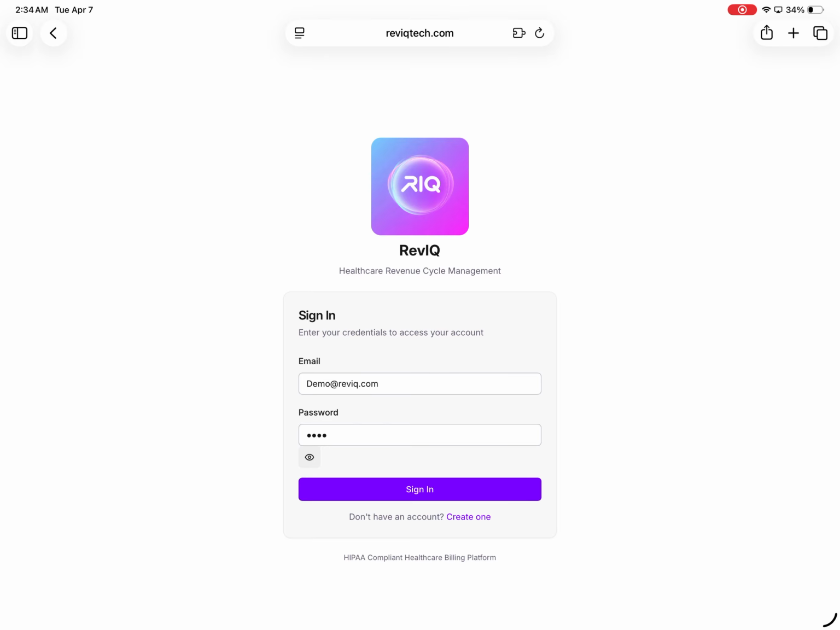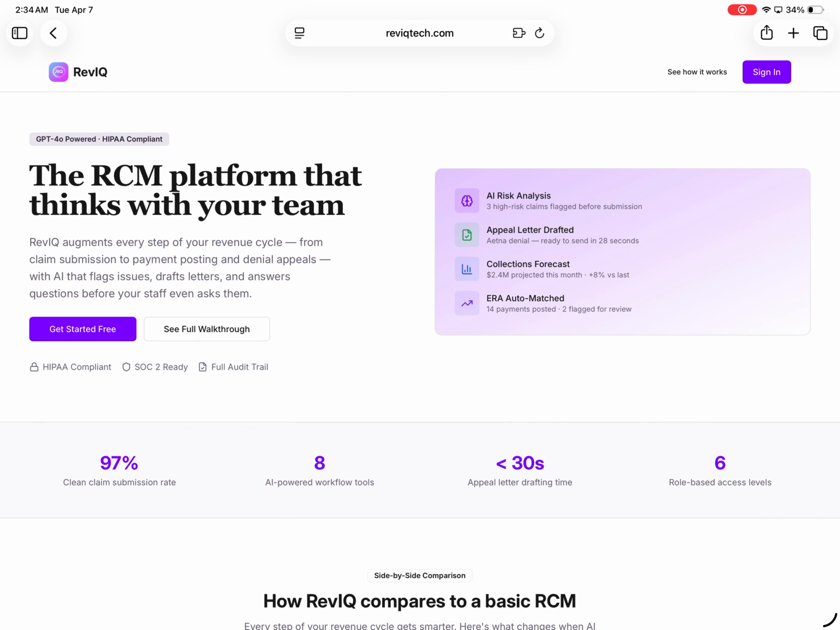I would love to show you RevIQ and introduce you to Barry, which is RevIQ's intelligence layer. Before we jump in, just one quick thing. Everything you're about to see is live. There are no static reports, no snapshots. This is the system thinking in real time. All right, let me log in.